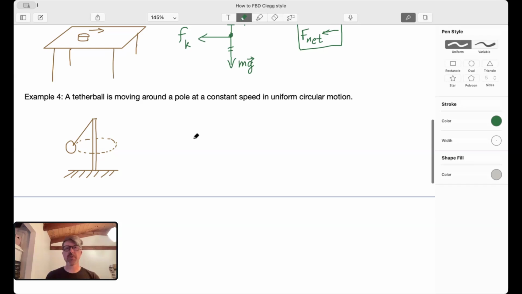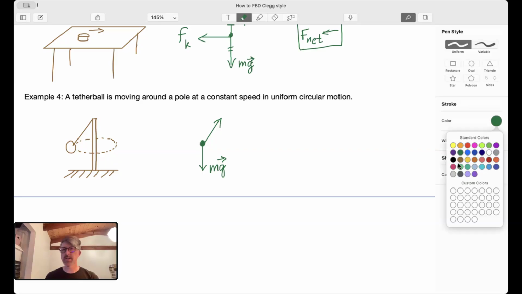A tether ball is moving around a pole at a constant speed in uniform circular motion. So let's represent the ball here with a dot. Let's put gravity on there first. I always like to start with gravity to make sure I don't forget. I'll put mg there. All right. And then I know I have a force from the tension, and that's pulling up at an angle here. Okay, that'll work.